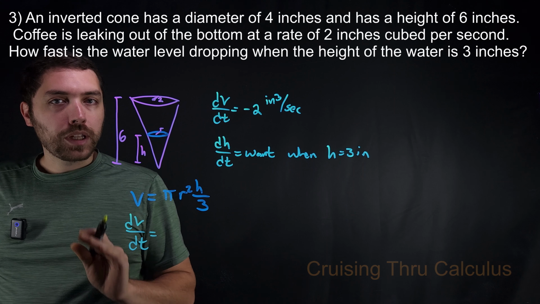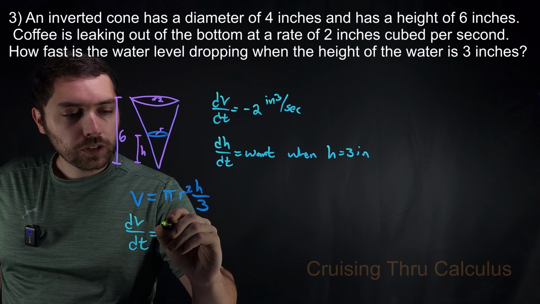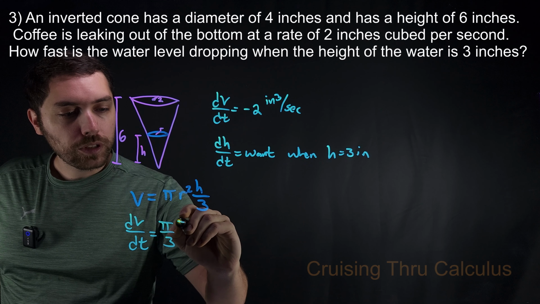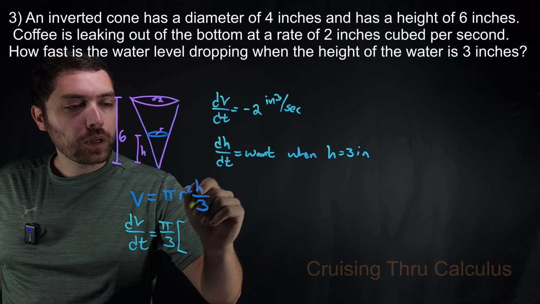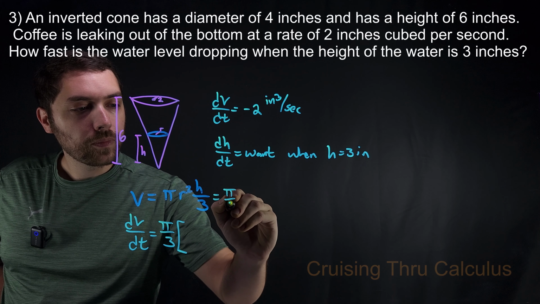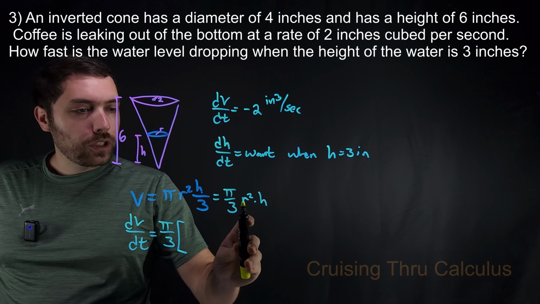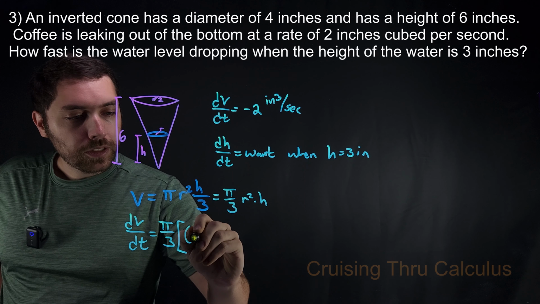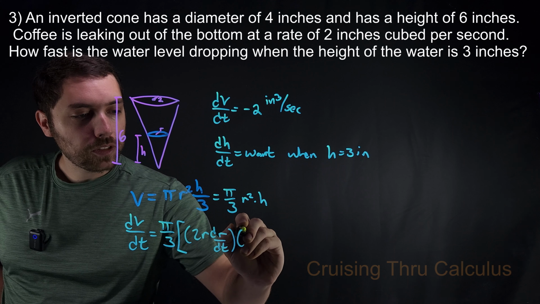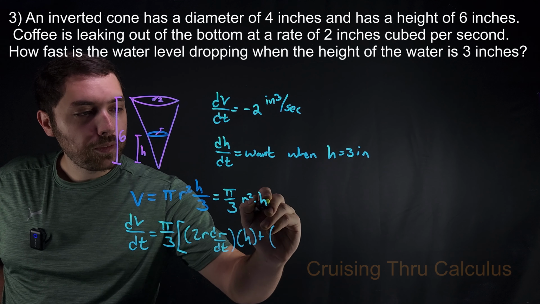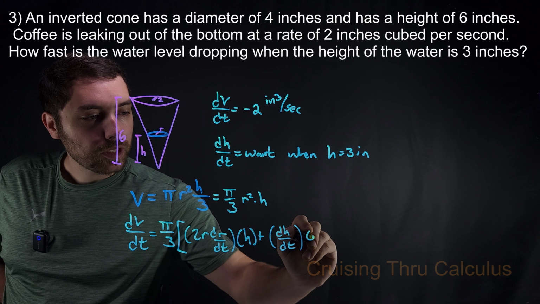Now here's something that can make your life at least a little bit easier. Pi and divided by 3 are both constants. So let's take those, pull them out of our derivative, and once we find our derivative, all we need to do is figure out what is r squared times h. So the product rule. We need the derivative of r squared. Well, that's going to be 2r dr/dt times the second piece, h, plus the derivative of the second piece, that's going to be dh/dt, times the first piece, that's going to be r squared.